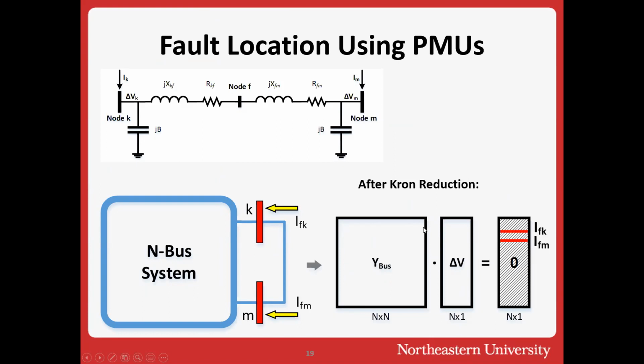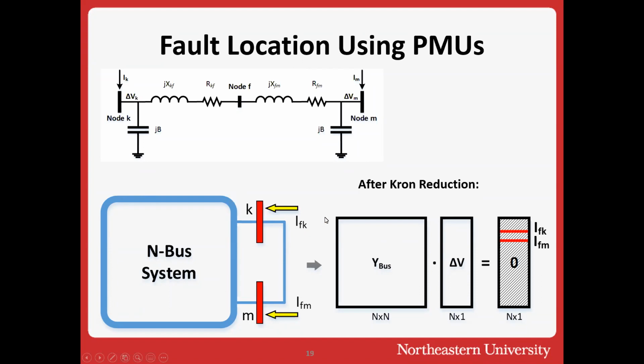Therefore, you don't need to change anything in your admittance matrix. And these are the incremental changes in the bus voltages as a result of this fault along this line. And those are all the bus voltages in your original N-bus system.